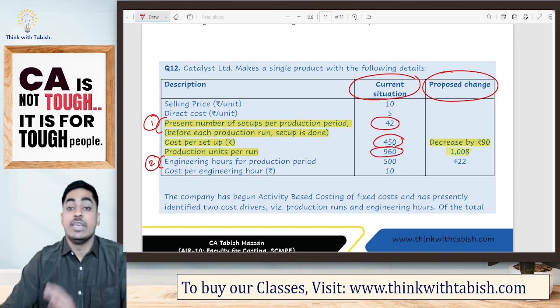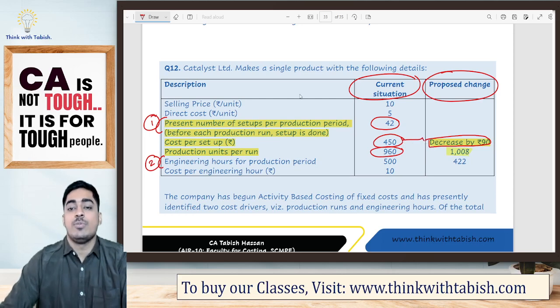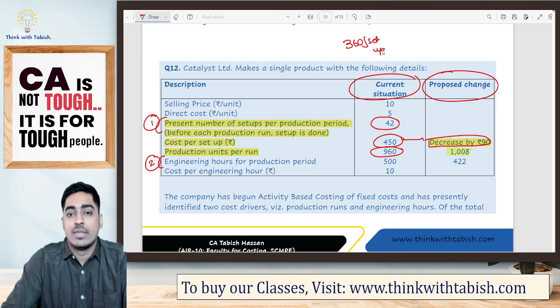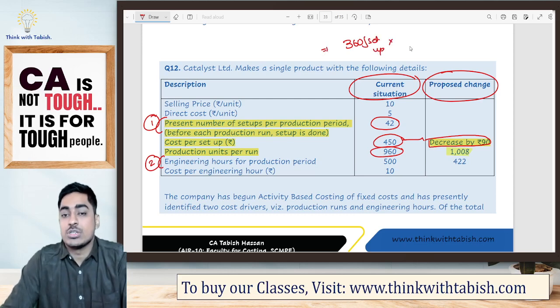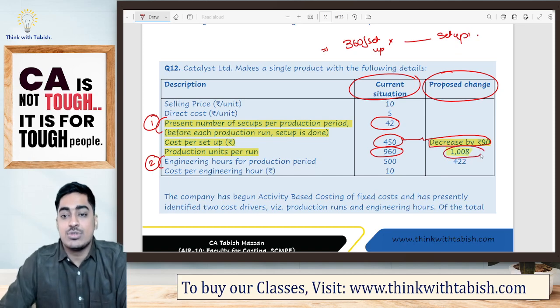Production units per run, in one production run, how many units I am producing? That is also available. In future, what is going to happen? Cost per setup, currently it was 450. In future, it will be decreased by 90 rupees. That means in future, what will be my setup cost, students? 450 minus 90, it will be 360 per setup. If I want to get my total cost, I should know how many number of times I am setting up my machine. Now they are telling production units per run is going to increase to 1008.